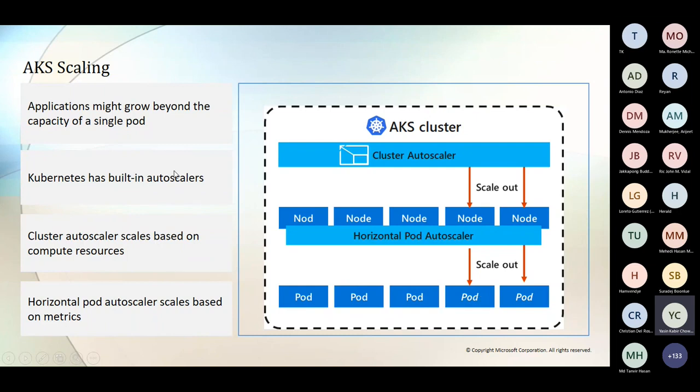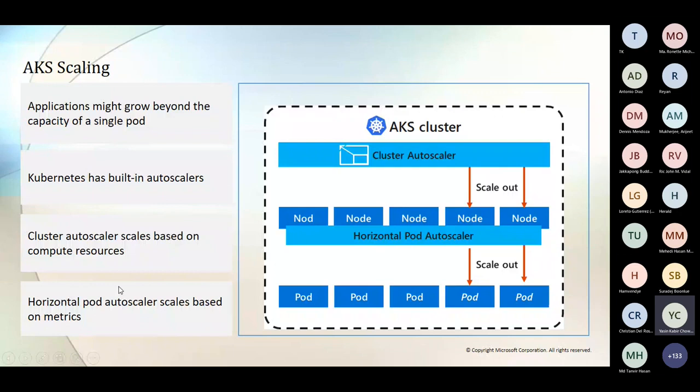An application might grow beyond the capacity of a single pod, as it is written here. Suppose it is not possible in a single pod, then AKS has a built-in auto scaler. Automatically it will scale the cluster based on the compute resources. It will create more compute resources, or increase the resources of the computers.